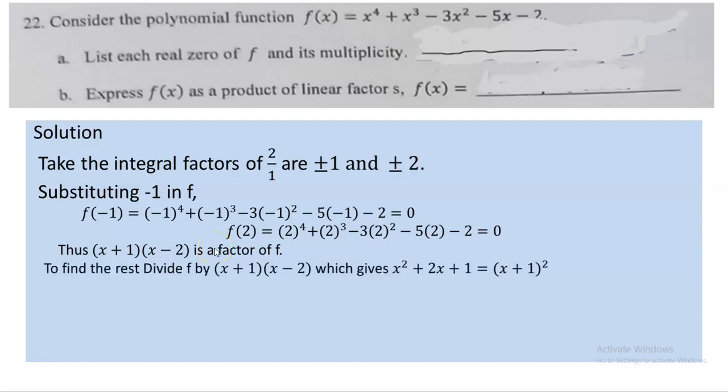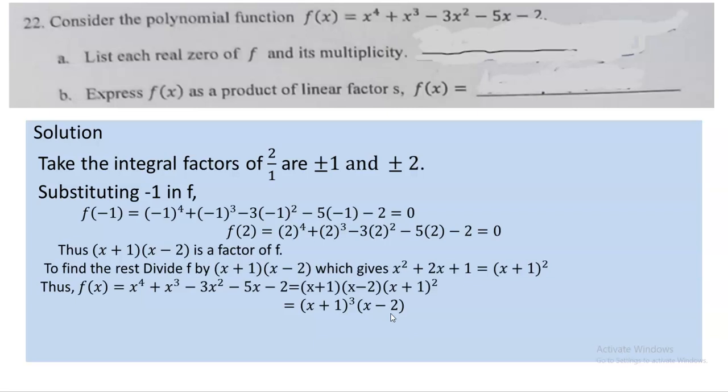In order to determine the rest, we have to divide the given expression by x plus 1 times x minus 2, and this makes x squared plus 2x plus 1. Students, please do it. Just apply the long division method and divide this expression by the product of these two. You will obtain this, and this is basically x plus 1 the whole squared. Thus, students, this polynomial function with degree 4 can now be written in terms of binomial products: x plus 1 times x minus 2, times x plus 1 the whole squared.